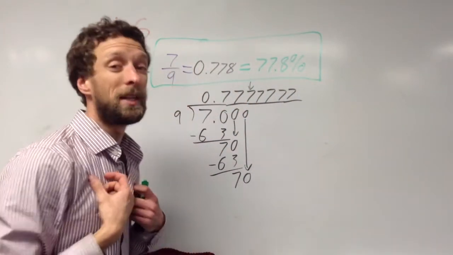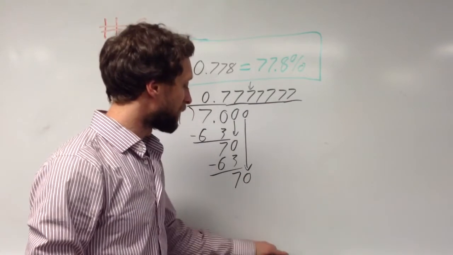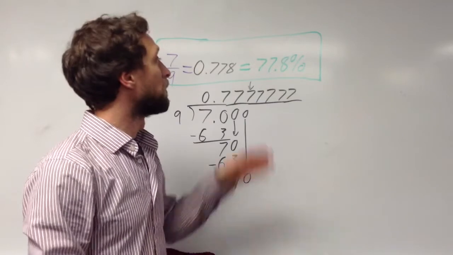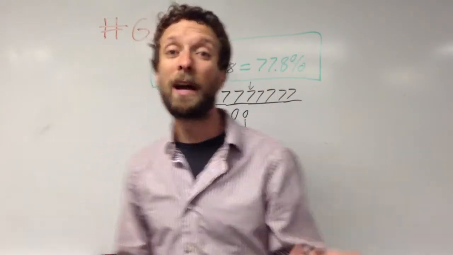If you got 77.7%, for me that's fine. I'm not sure what Mrs. Condrick and Miss Woodruff would say about that, but for me that's okay. Definitely would prove to me that you understood how to do the switch from a fraction into a percent.